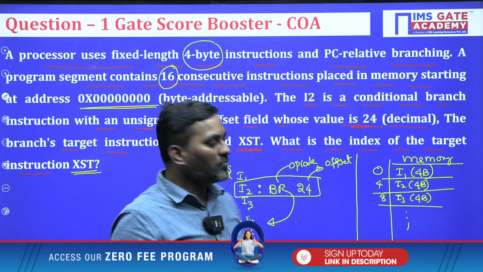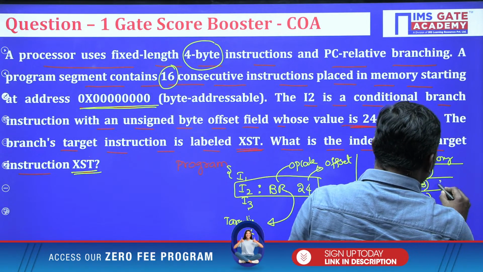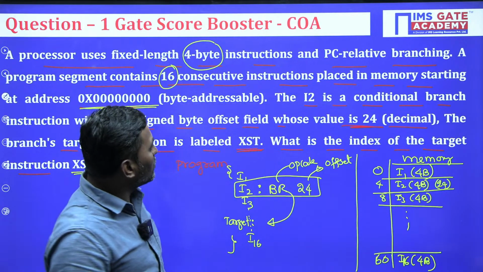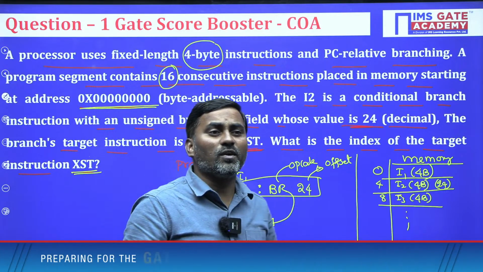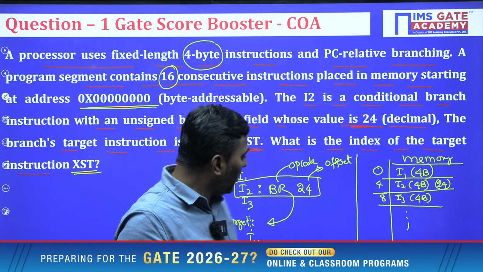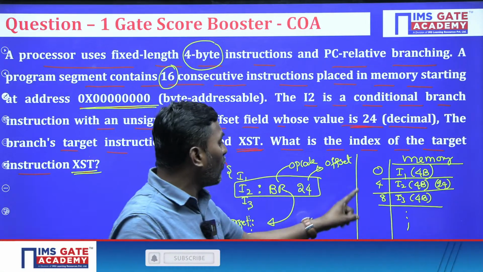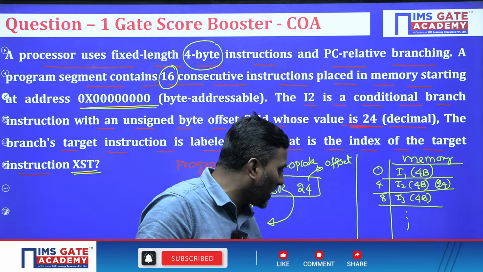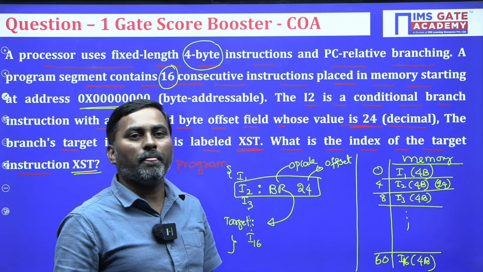Correct. Now here this branch instruction's offset value is 24. Now they are asking whose target instruction it is, they said I_XST. What is the index value of that? Simple. If I ask what is the index value of I3? 8. What is the index value of I2? 4. What is the index value of I1? 0. What is the index value of I16? 60. The address of the instruction is nothing but this.